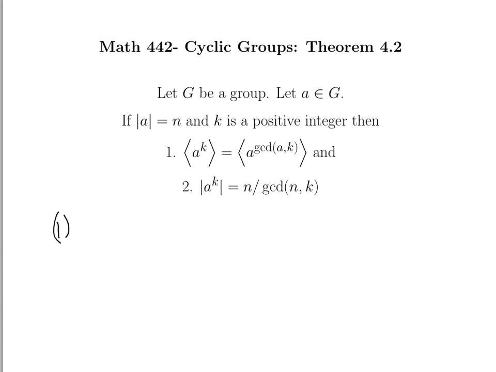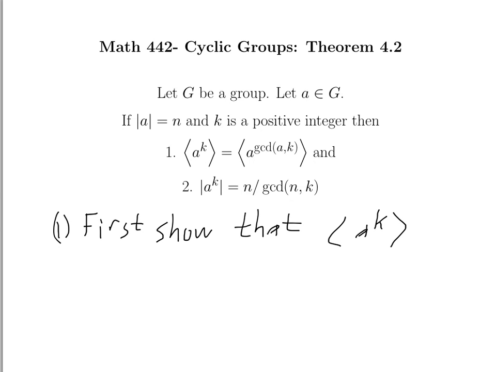In order to prove part 1, we're going to want to show set equality. So we're going to want to first show that the cyclic group generated by a to the k is contained in the cyclic group generated by a to the GCD of n comma k.